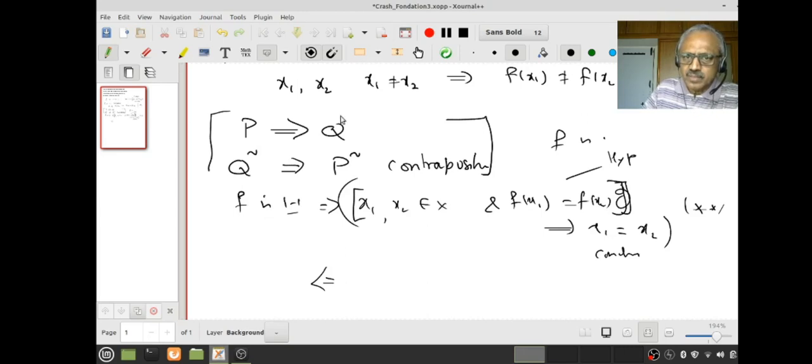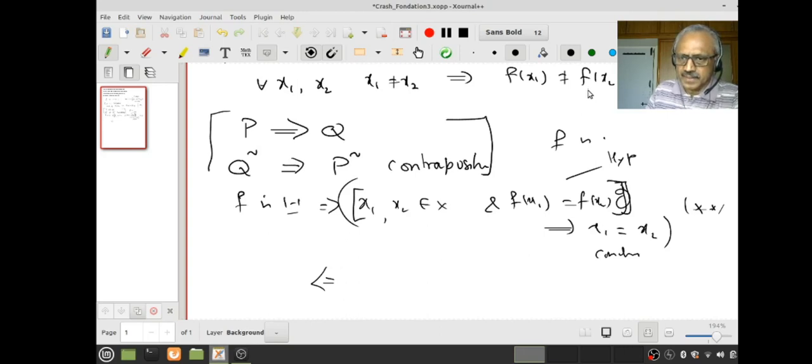What does that mean? Whenever you give me x1, x2, so that x1 is not equal to x2, this is for every choice of x1, x2, so that x1 is not equal to x2, f(x1) is not equal to f(x2). I want to prove that. Suppose f is not 1-1. What does that mean? That means there exists x1, x2, so that x1 is not equal to x2, but f(x1) equals f(x2). You understand that?